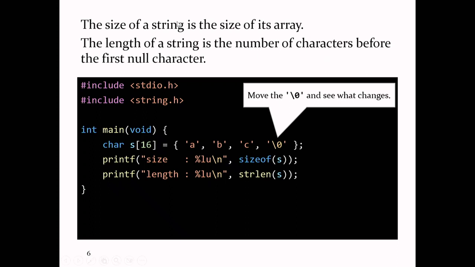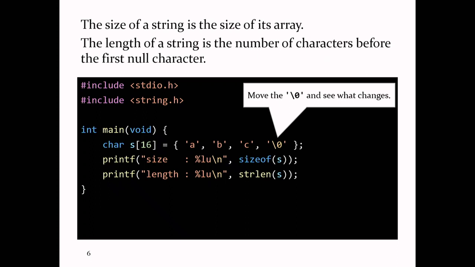When you talk about the size of a string, in C that's normally the size of the array. So here I've got an array of char of size 16. So the size of this array is actually 16. The length of a string is the number of characters before the first null character. So if I put an A in the first element, a B in the second, a C in the third, and then the fourth character is my null terminator, the size of this array never changes. So when I run sizeof S, it's always 16.